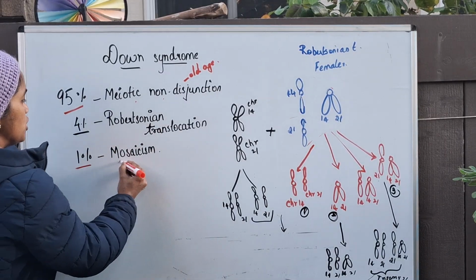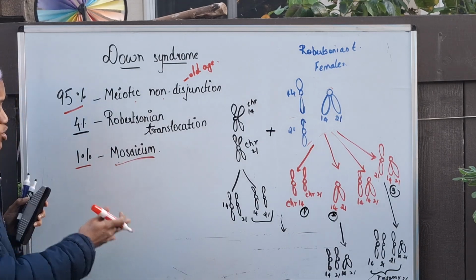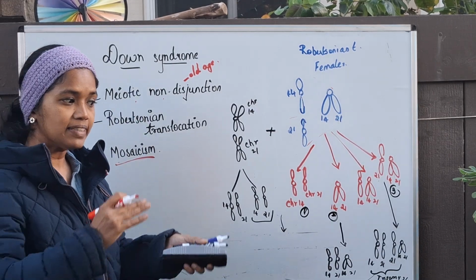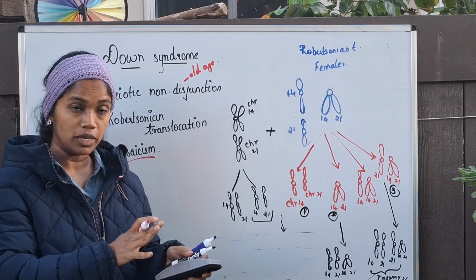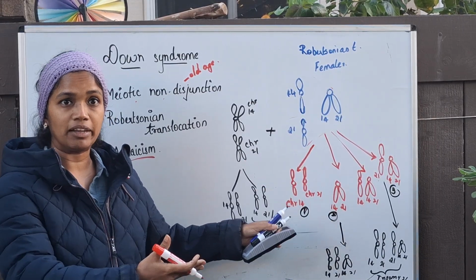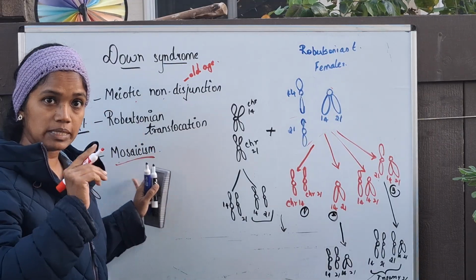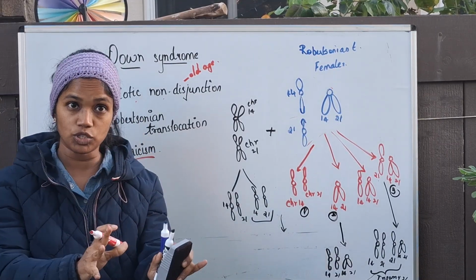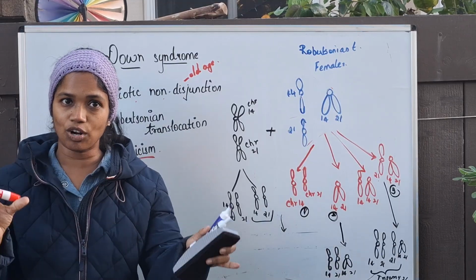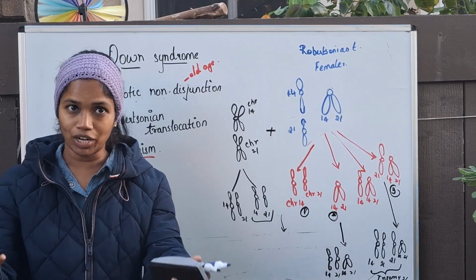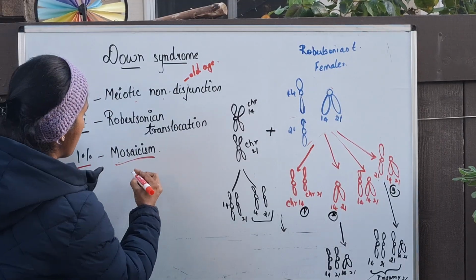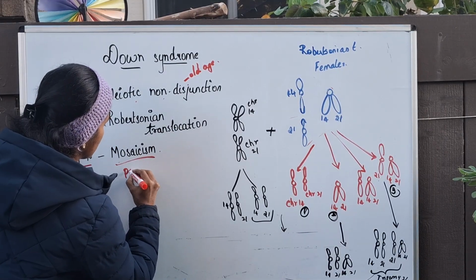The final 1% is due to mosaicism, which is also known as post-fertilization meiotic error. That means the fertilization has happened and the zygote has formed. All of this earlier is happening before fertilization, that is at the gamete level. But 1% is due to mosaicism, where the fertilization has happened and the zygote is formed. Following the zygote, mitosis is happening, so that the cells are all proliferating and the organs are all formed. During that stage, a post-fertilization meiotic error will result in mosaicism.